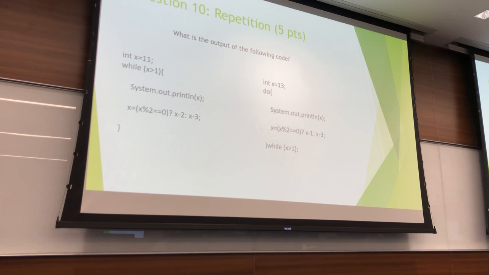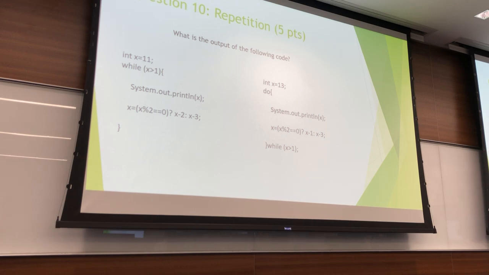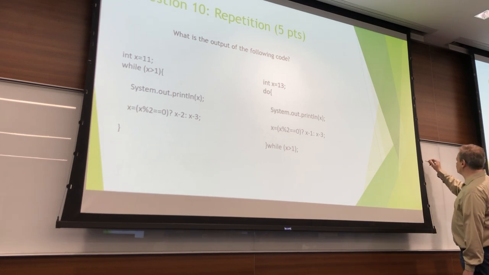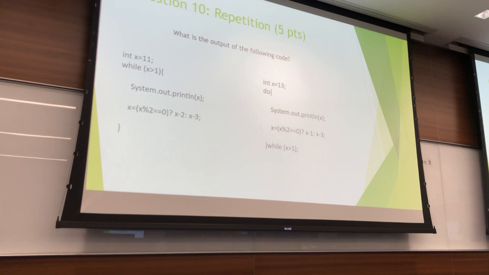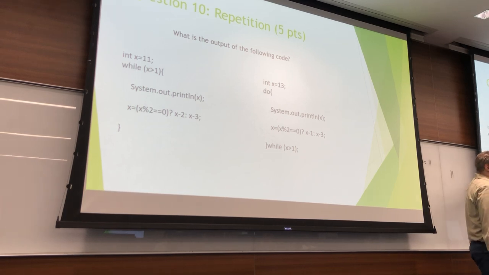Okay, so you're just supposed to say, what is the output of the following code? You will only receive one of these questions, but I did two examples here, okay? And I recommend that you just walk through the code and do what it would do, right? So, for this first one, the one that's on the left, I've got int x equals 11. So, x is equal to 11, right? And while x is greater than 1, is it? Yes. Okay? So, I output 11, and then I do this mess. Yes? This is a ternary if, right? Okay? So I check this condition.